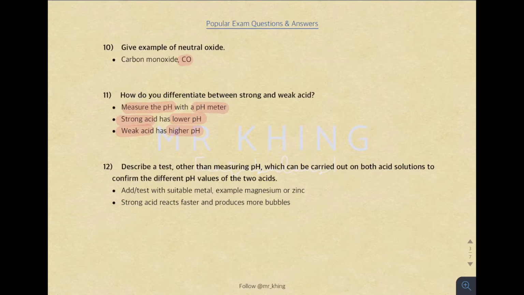We can also test with metal. Remember, metal reacts with acid to produce salt and hydrogen gas. So we can just measure the amount of bubbles produced. Add a suitable metal. The most commonly used, we will use magnesium or zinc. The strong acid reacts faster and therefore produces more bubbles.